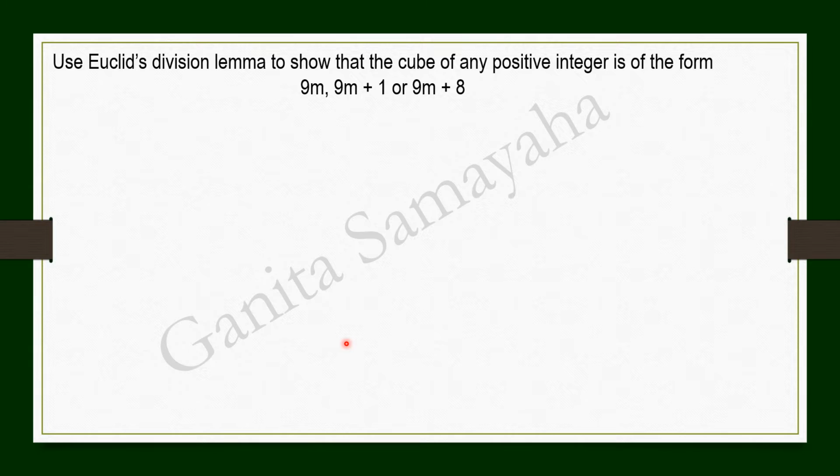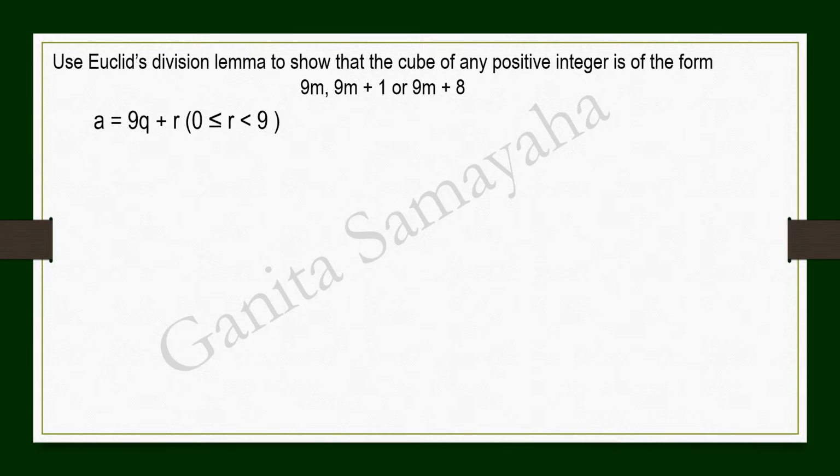So what is the statement that we can write using Euclid's division lemma with respect to a? a is equal to 9q plus r, and what are the values that r can take? 0 less than or equal to r less than 9. Okay, r can take the value 0 and any value less than 9. It cannot take 9. That means 0, 1, 2, 3, 4, 5, 6, 7 and 8.